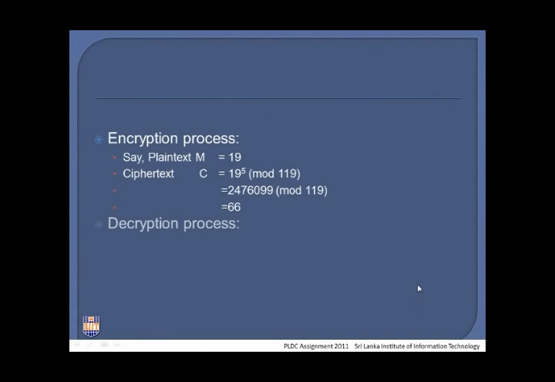Here is the example illustration of the encryption and decryption process. In the decryption process, you can see that 66 to the power of 77 is a very large number, and the question is how to calculate this number. Here you may use multiple precision arithmetic libraries, which have the ability to store, manipulate and maintain very large numbers.